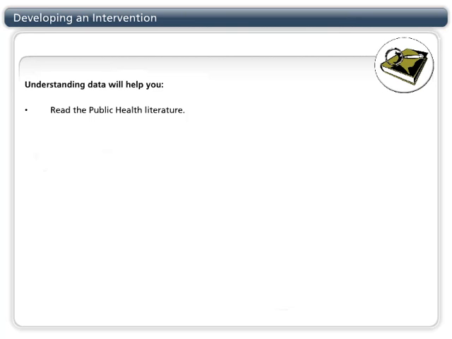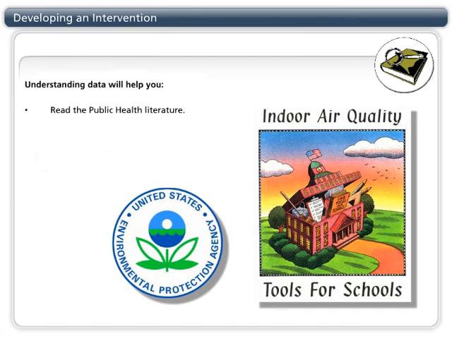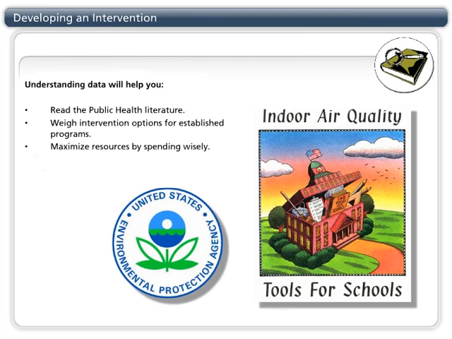Tools for Schools is an intervention developed by the Environmental Protection Agency to reduce exposures to indoor environmental contaminants in school through the voluntary adoption of sound indoor air quality management practices. It uses a practical approach to maintain a healthy environment in school buildings by identifying, correcting, and preventing indoor air quality problems. Being able to understand evaluation data, you'd be able to decide if Tools for Schools was an effective program, whether your available sources could support it, and finally, estimate the potential impact of your program.